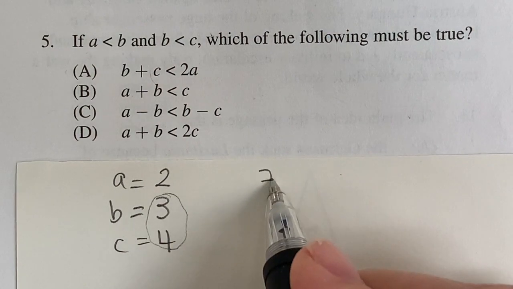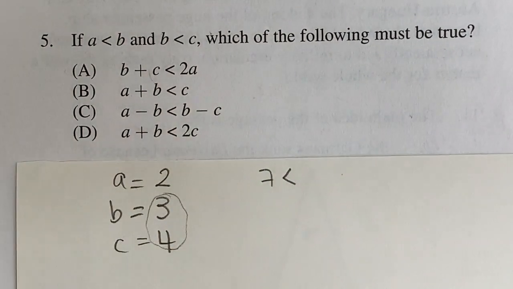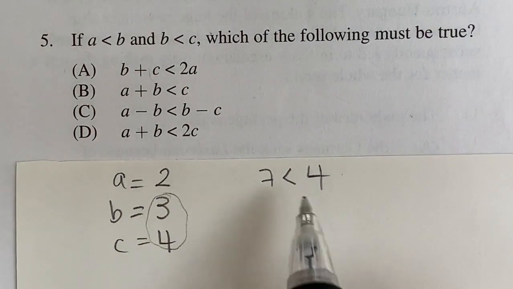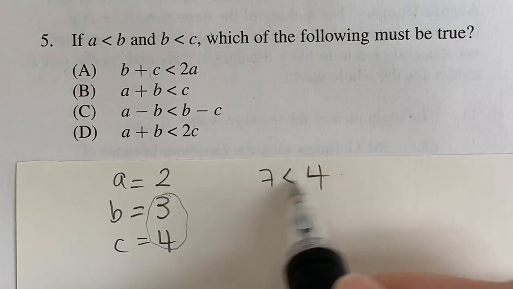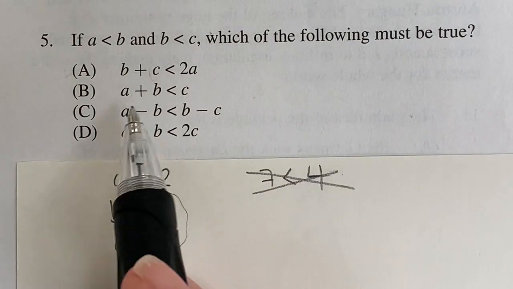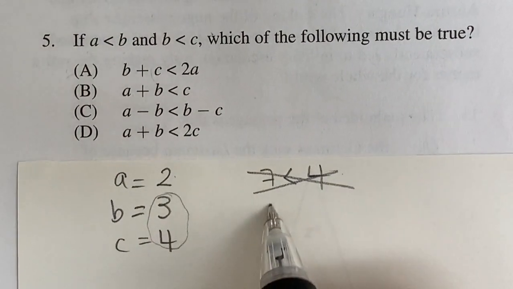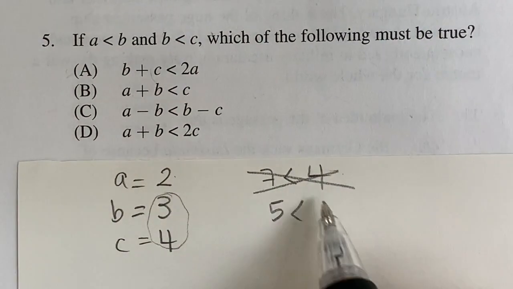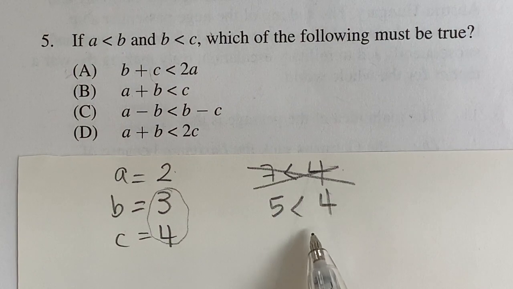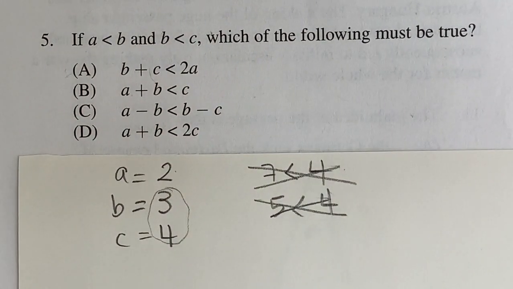Okay, so it's saying that 7 is less than 2 times A, which is 4. This is an incorrect statement because 7 is greater than 4. Okay, so this is wrong. A is not the answer. So A plus B, 2 plus 3 is 5, is less than 4. No, that's also an incorrect statement because 5 is greater than 4. So B is not the answer.